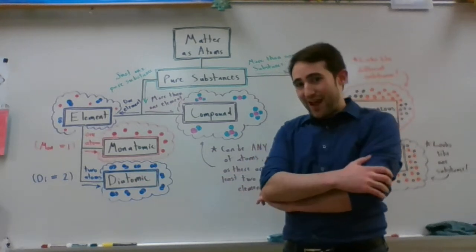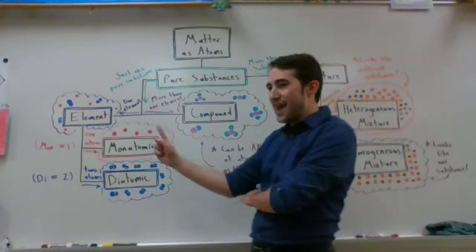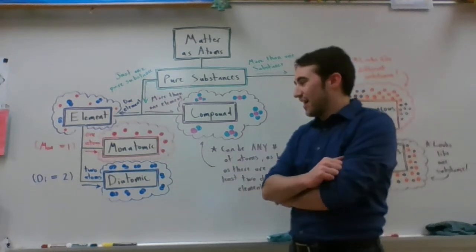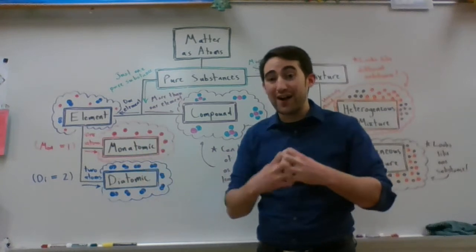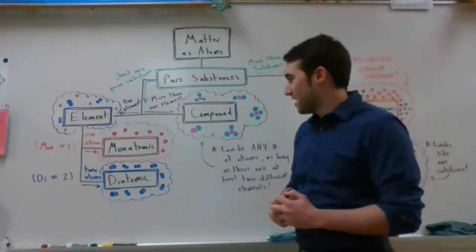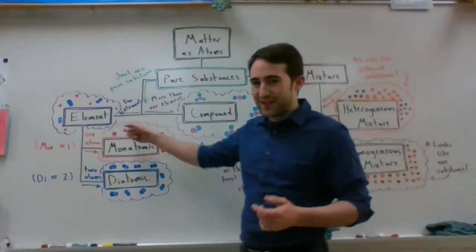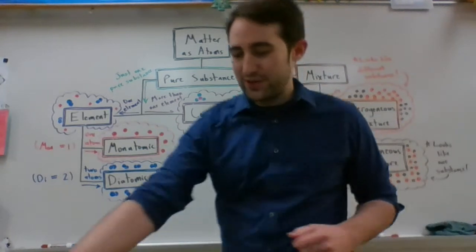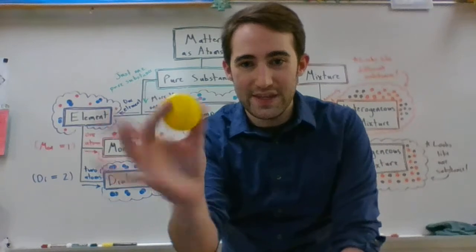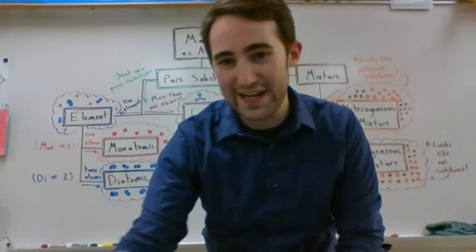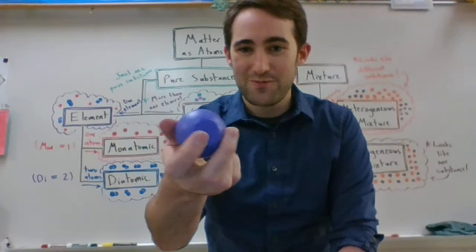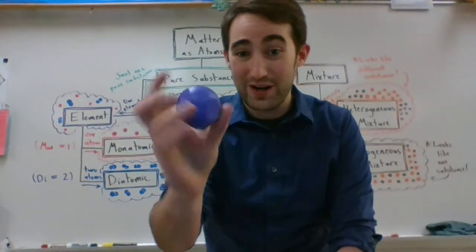We can either have an element that is just one atom of that one element, or we can have two atoms of the same element stuck, bonded together. A monatomic element might look something like these little drawings here, or it could be something like this. It could be an example of a monatomic element, or like this. One atom, one element, one color.